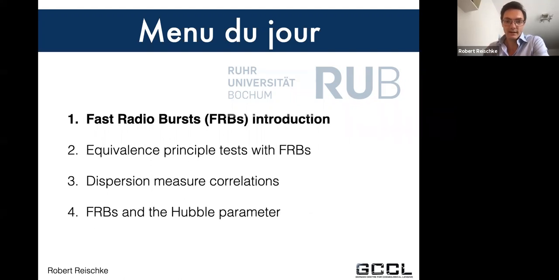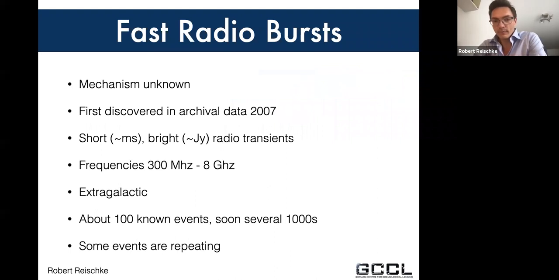So let's start. What are fast radio bursts? Everything you need to know is basically in the name. They are very short transients in the radio regime, and they are quite bright, so you can see them at a large distance. One problem is that the mechanism which causes them is still unknown or debated. It might be magnetars. They were first discovered in 2007, so they're quite recent events, and they usually last only a few milliseconds and are, as I said, quite bright. The frequency range is between 300 megahertz and 8 gigahertz.